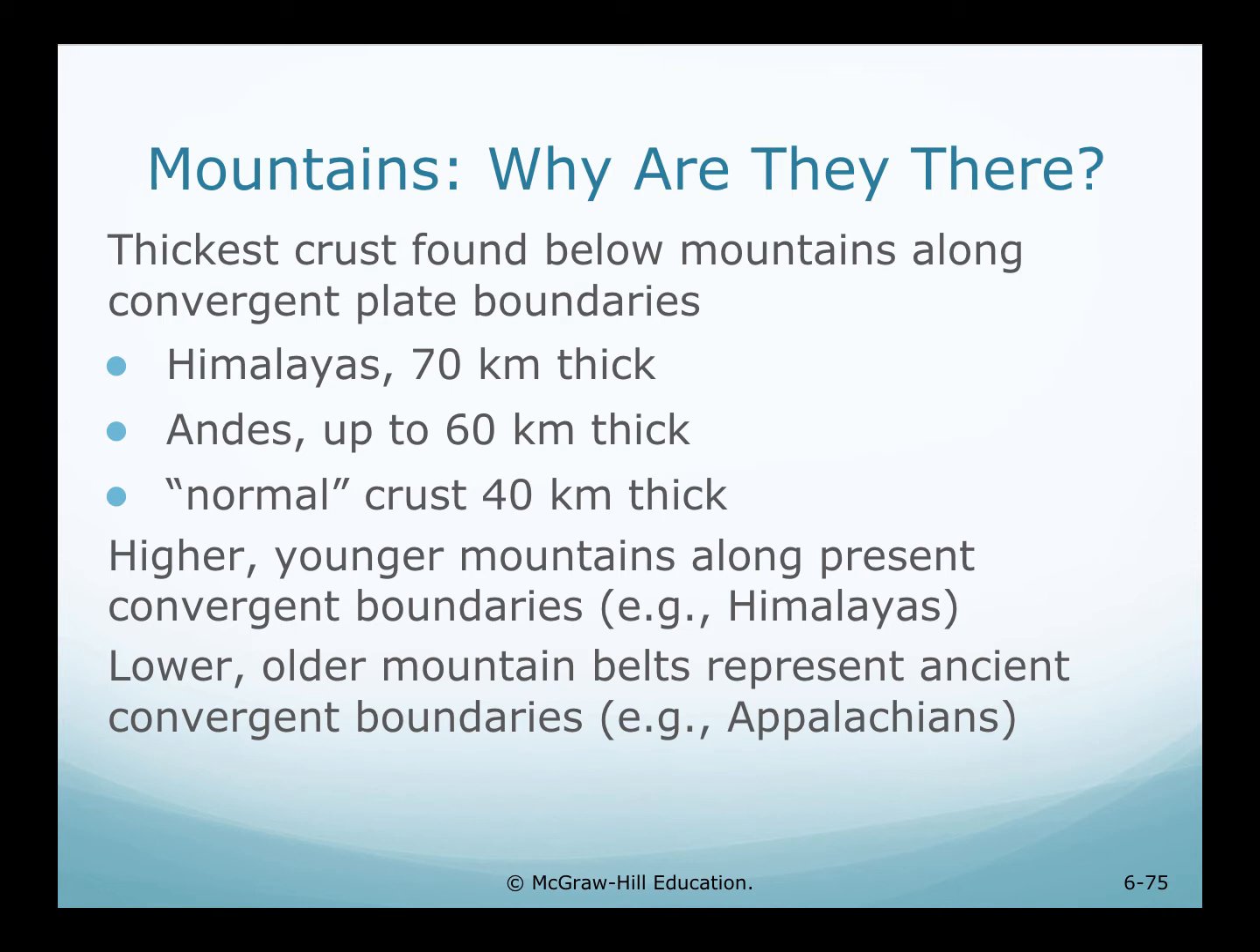The higher, younger mountains are along the present convergent boundaries, for example, the Himalayas. The lower, older mountain belts represent ancient convergent boundaries, for example, the Appalachians. The Appalachian mountain chain is far older than the Rockies.